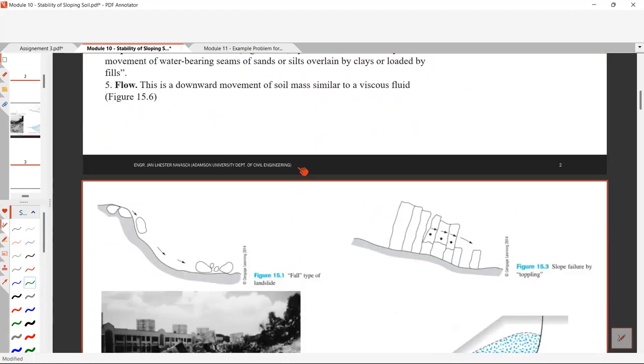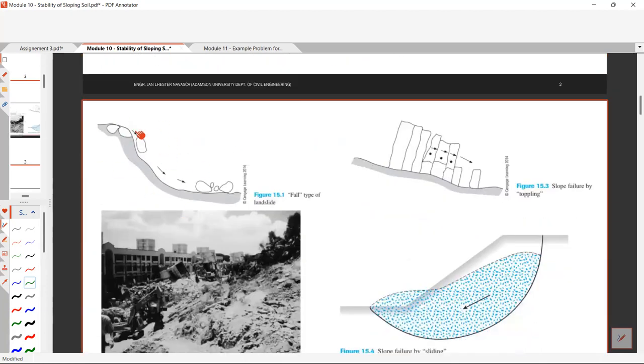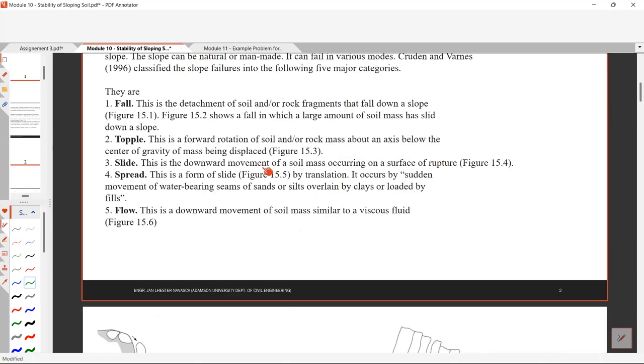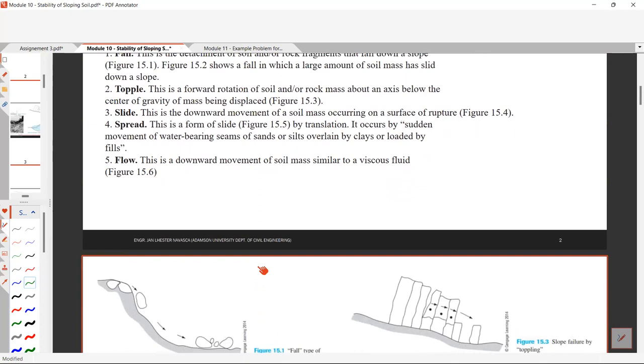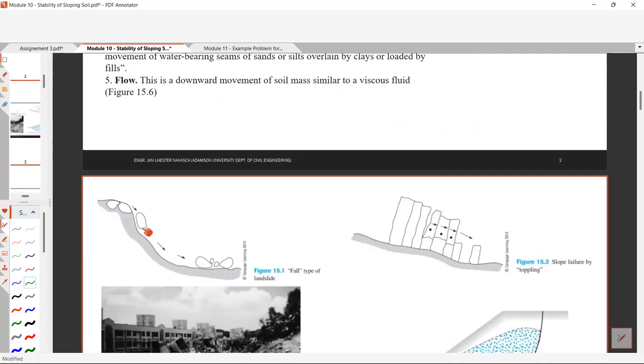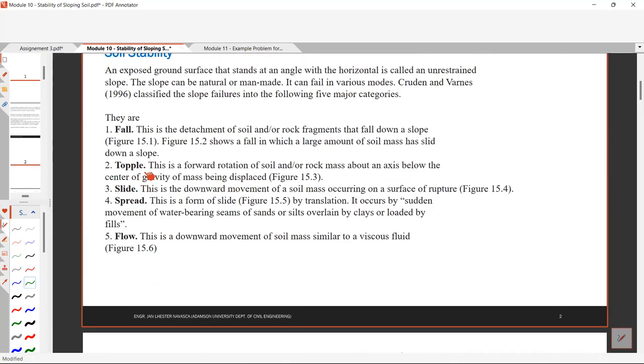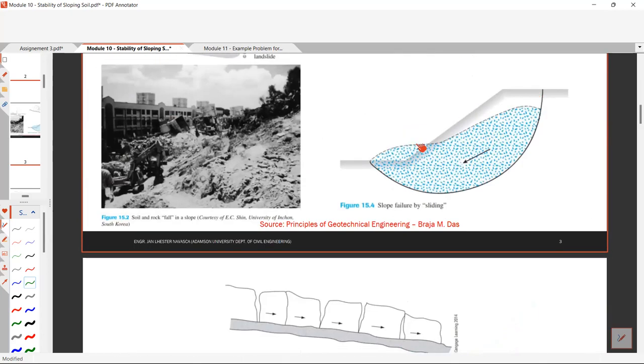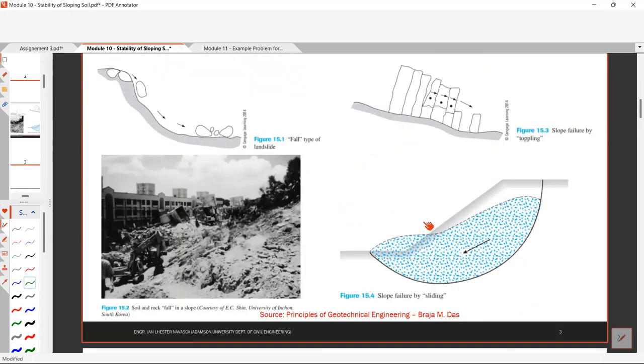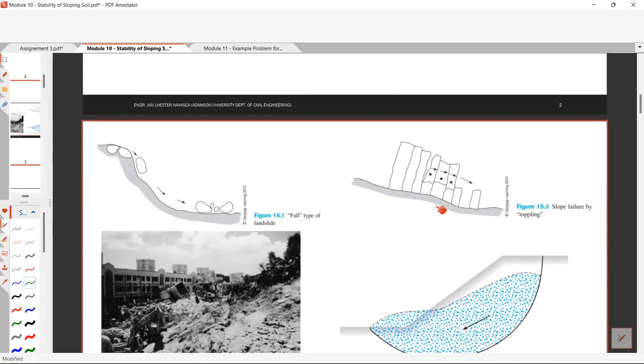So as you can see, this one is a fall type. Failure in sloping soil. Okay, so there is a possible landslide in that area. Okay, so this shows a fall in which a large amount of soil has slid down the slope. This one. So number 2, we have the topple. Okay, this one. This one is a topple over.